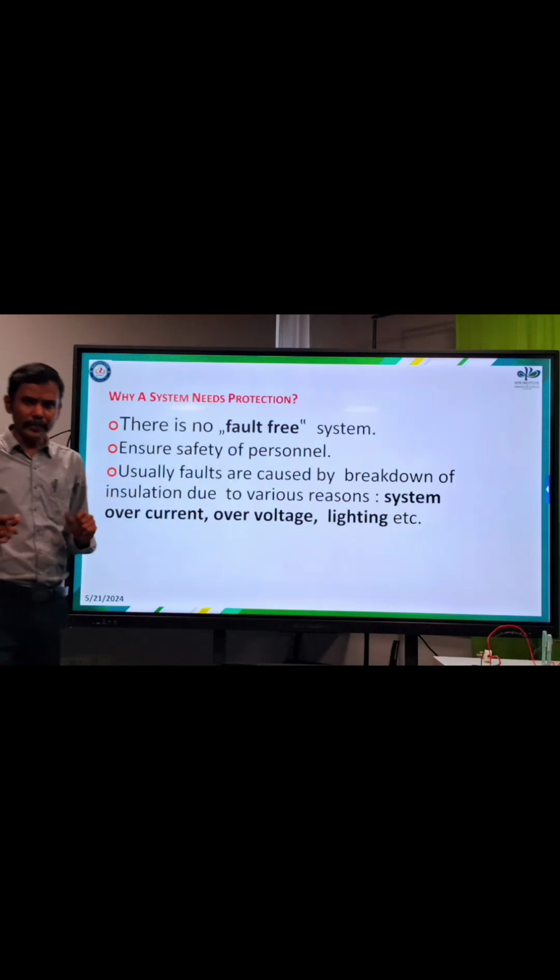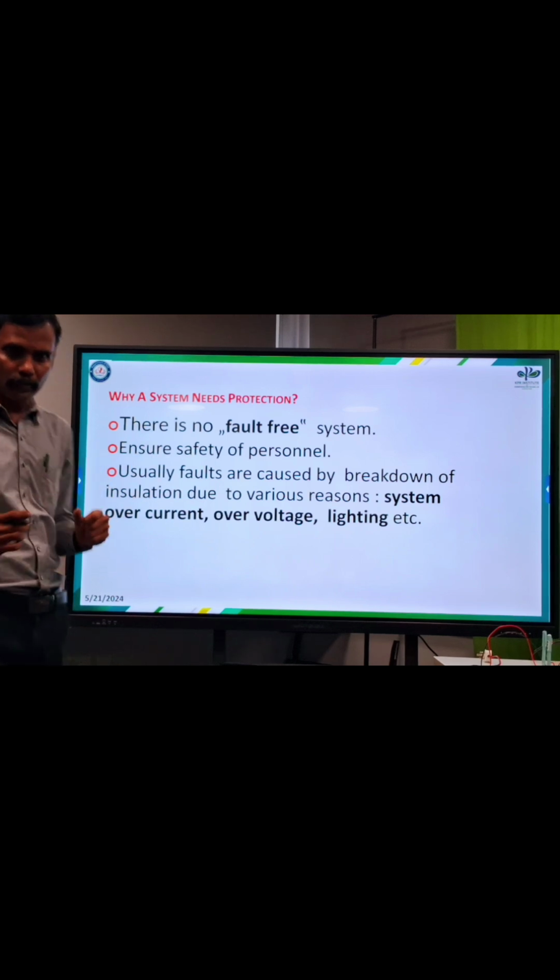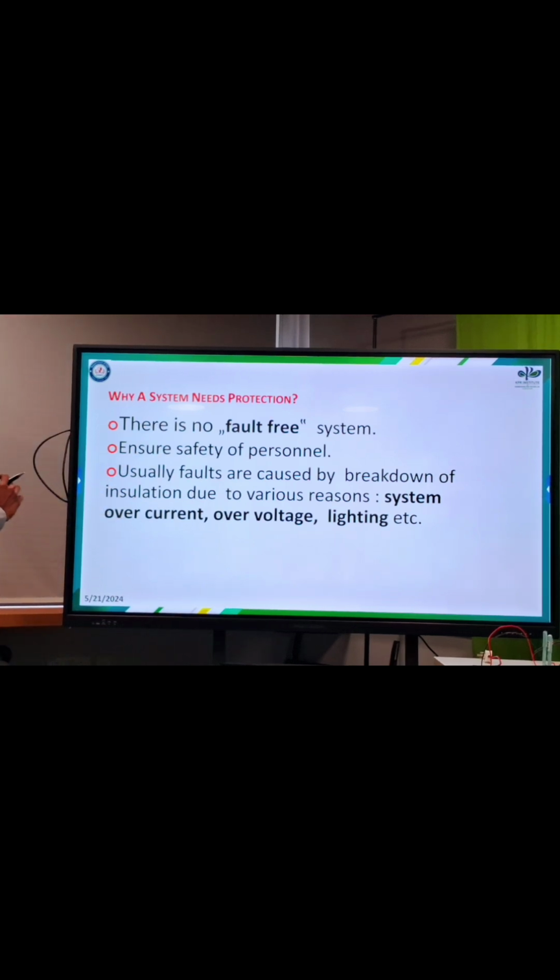Then the next question: why does a system need protection? As we know, we should run our system as a fault-free system. If we get any kind of fault, it will spoil our entire power system.